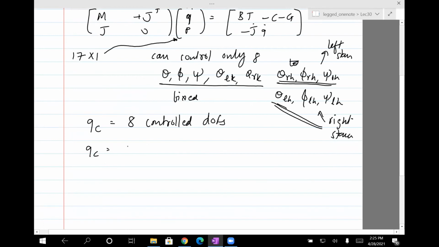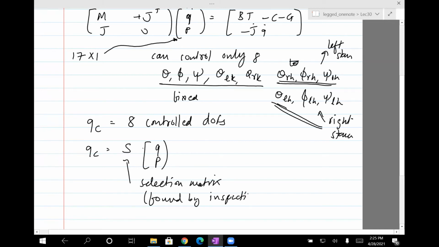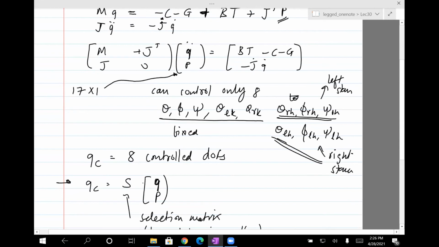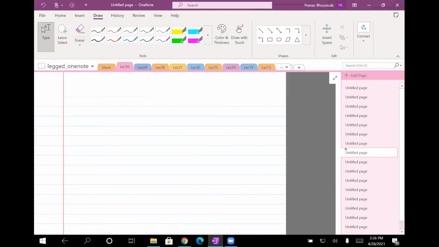Then I can find a matrix just by inspection such that QC is QS times QP. Okay, this is basically the selection matrix found by inspection. So it's found exactly like the B matrix, where you can inspect it and say that these are the elements which need to be 0, these need to be 1, so that QC gives you those 8 degrees of freedom buried inside Q. So once you identify these, this is like the key step. After this, it's fairly straightforward what you do. So you've done that. Now what we do is this.